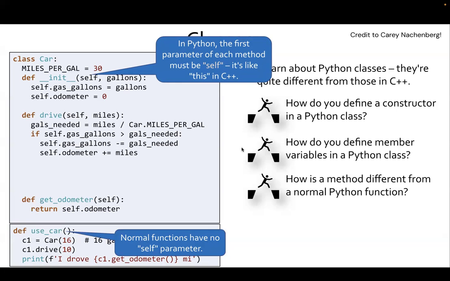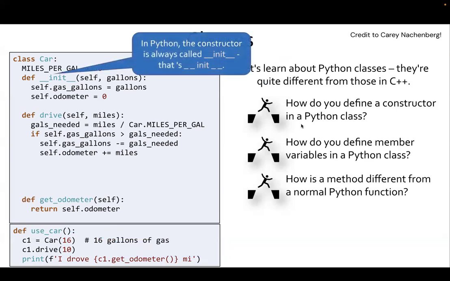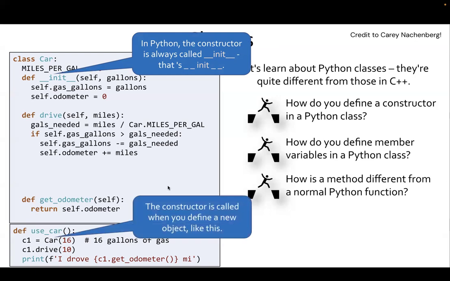And for the second question, probably the first one, most of you are correct. So the constructor is always called __init__, with two underscores before the init and two underscores after it. The constructor is called when you define a new object. So like this, when you call c1 equals Car(16), the init function is called over here.